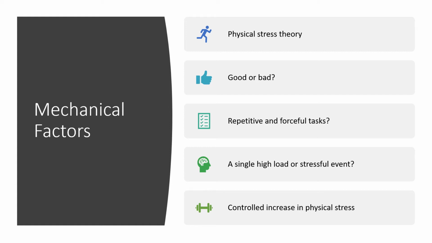Mechanical factors also play a prominent role in cellular injury. The physical stress theory tests the hypothesis of whether or not changes in the relative level of physical stress can cause a predictive or predictable adaptive response in all biologic tissue.